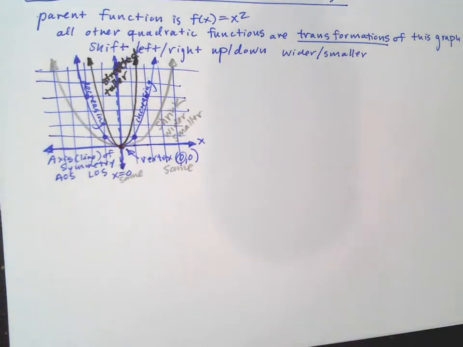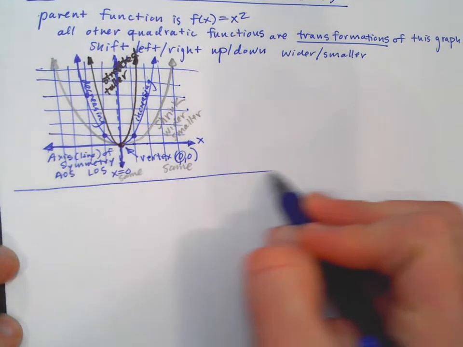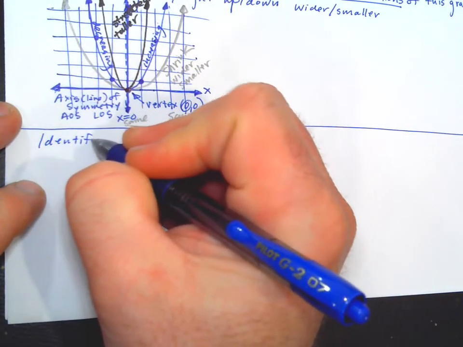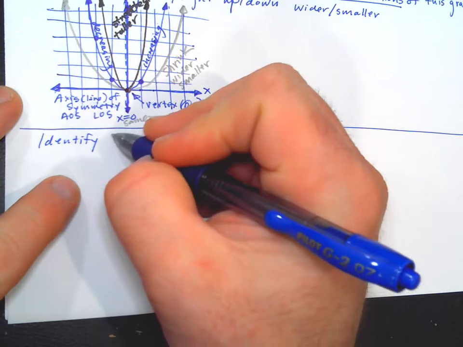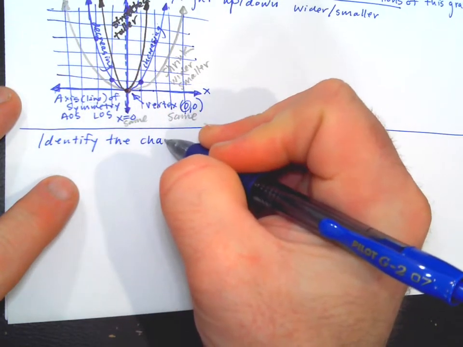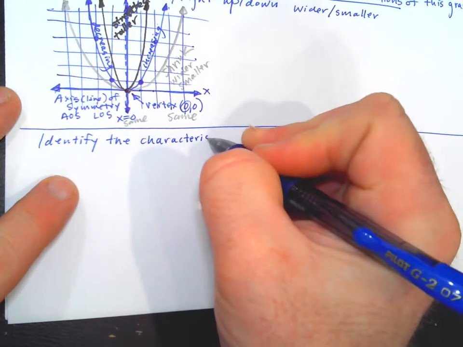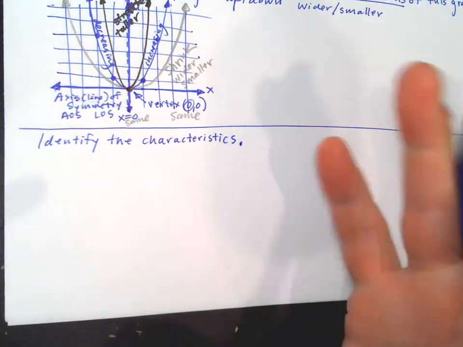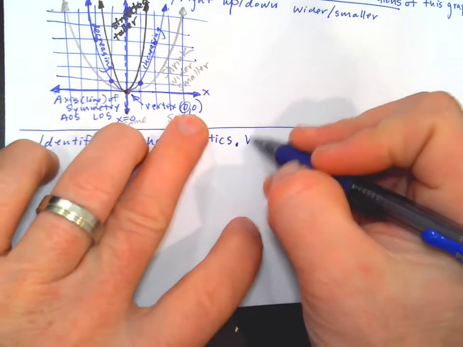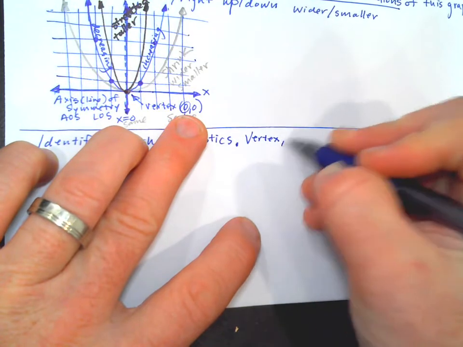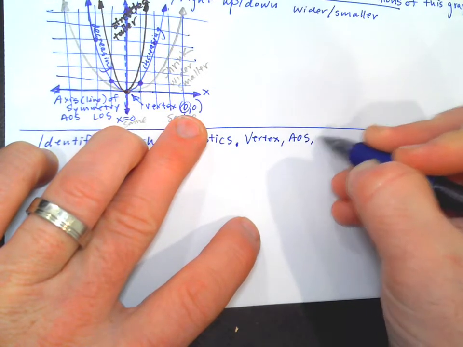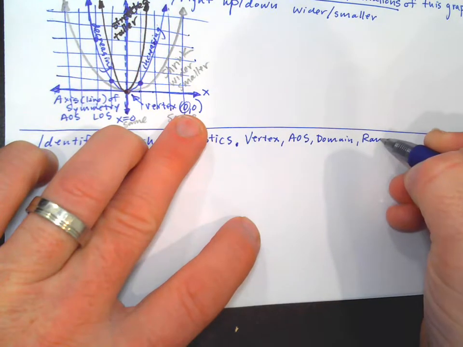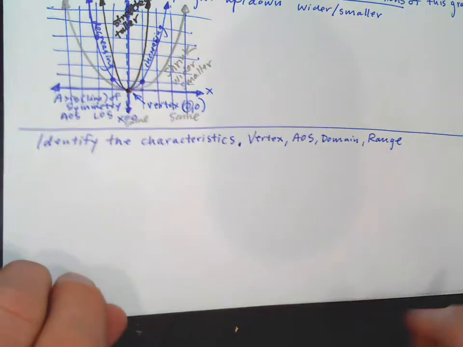So let's try some. The directions will be: identify the characteristics. Characteristics are the main things about it. We want the vertex, the axis of symmetry or line of symmetry, the AOS, we want the domain, and we want the range. We've talked about domain and range a while ago.